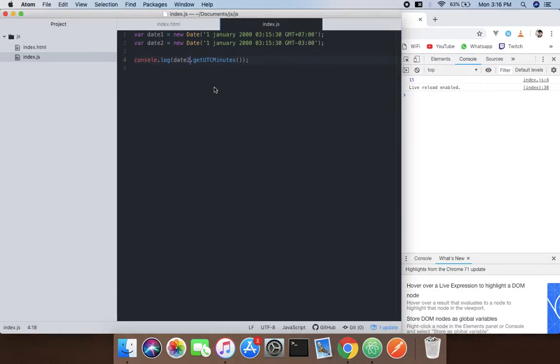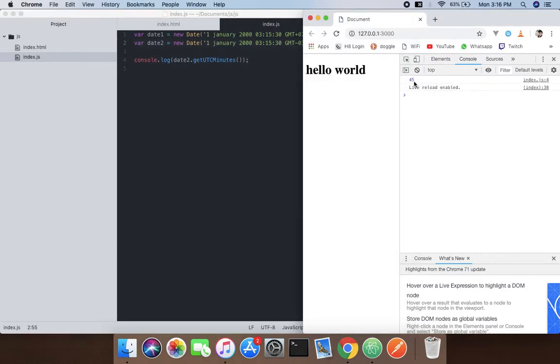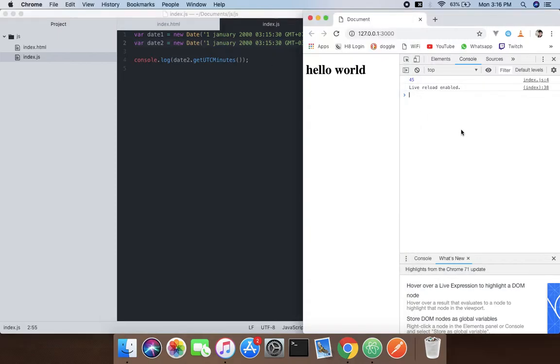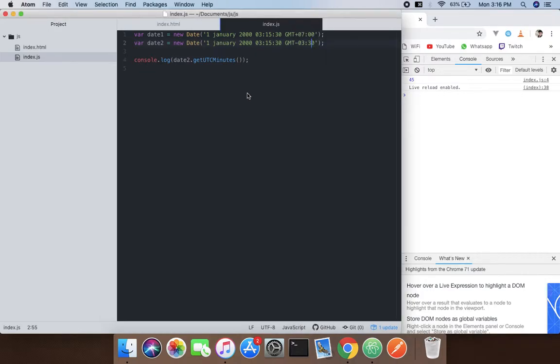And if we use the date 2, yeah, it should be that. So yeah, 45. See, this is what it does. So it's 45, and you get the local time of that particular place, or you can say that particular GMT plus or minus place. So this is what it does.